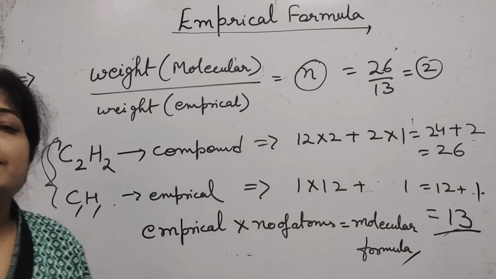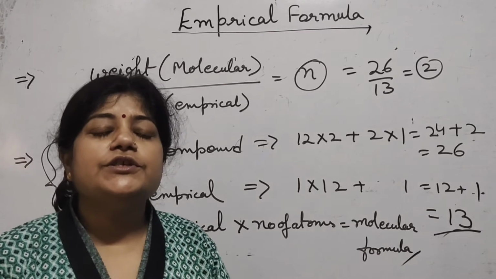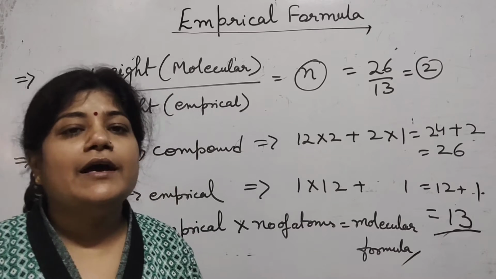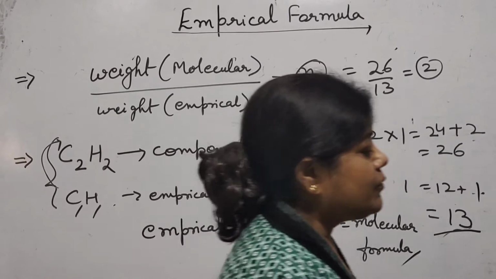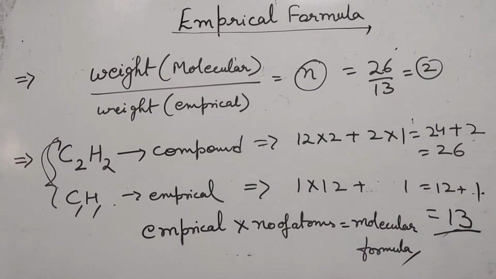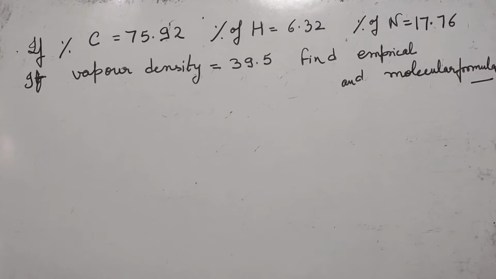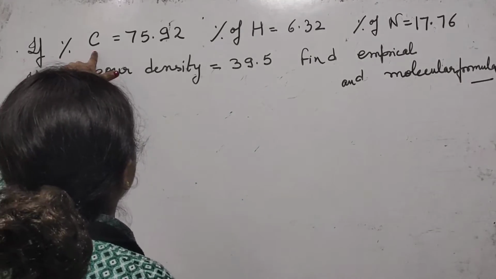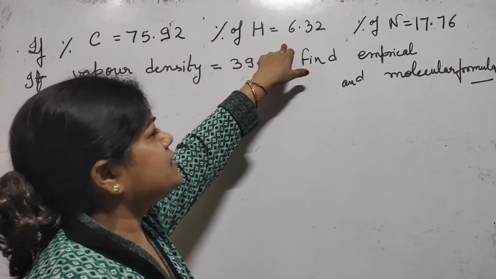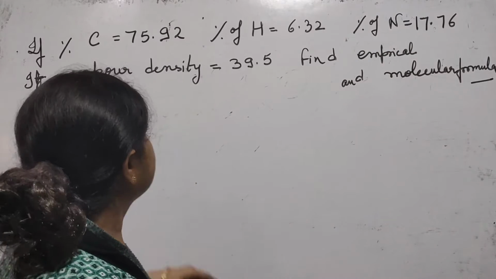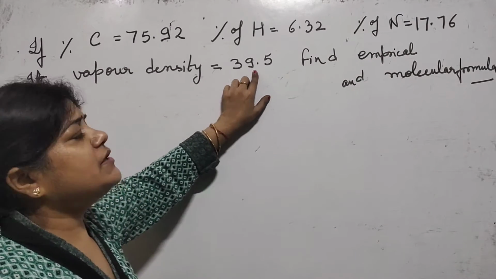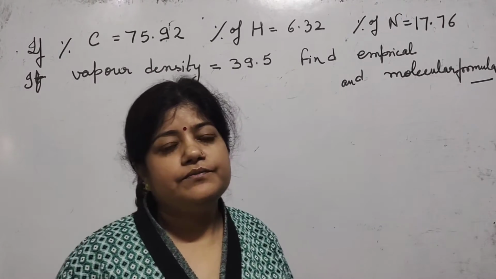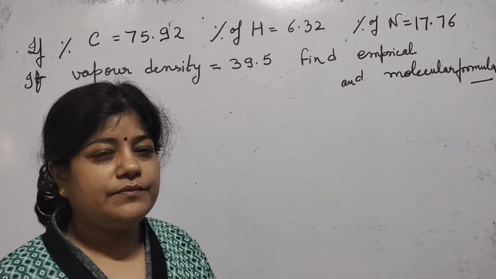Now one more thing. What is the relationship between vapor density and molecular formula, vapor density and empirical formula? Now I am going to discuss that topic also with you. Now if the question is in this way: if the percentage of carbon is this, percentage of hydrogen is this and percentage of nitrogen is this, its vapor density is 39.5. Find both the empirical and molecular formula. How will we do this type of question?